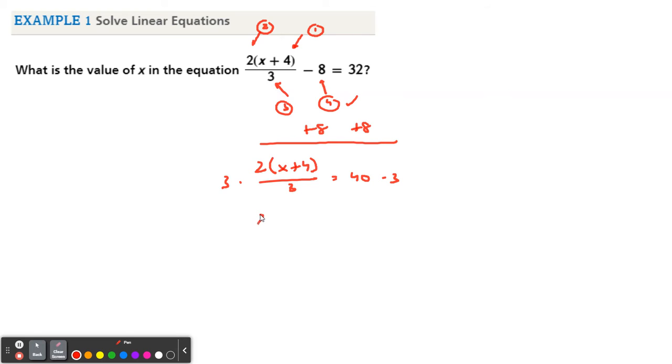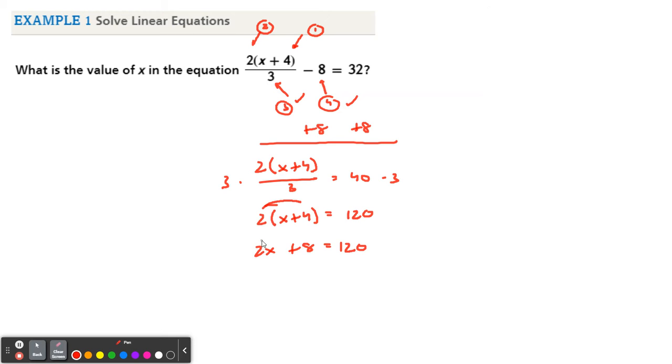So the 3's cancel, and this 2 times the quantity x plus 4 comes down. On the right side, you multiply 40 times 3. 4 times 3 is 12, and then add the 0, so 120. Okay, next we have to get rid of this 2. Now we could do two things. We could divide both sides by 2, which is typically what you don't do. You've been taught, if you have a number outside the parentheses, you do this thing called distribution. So that's what we'll do. We multiply 2 times x, which is 2x, and 2 times positive 4, which is positive 8. That equals 120.